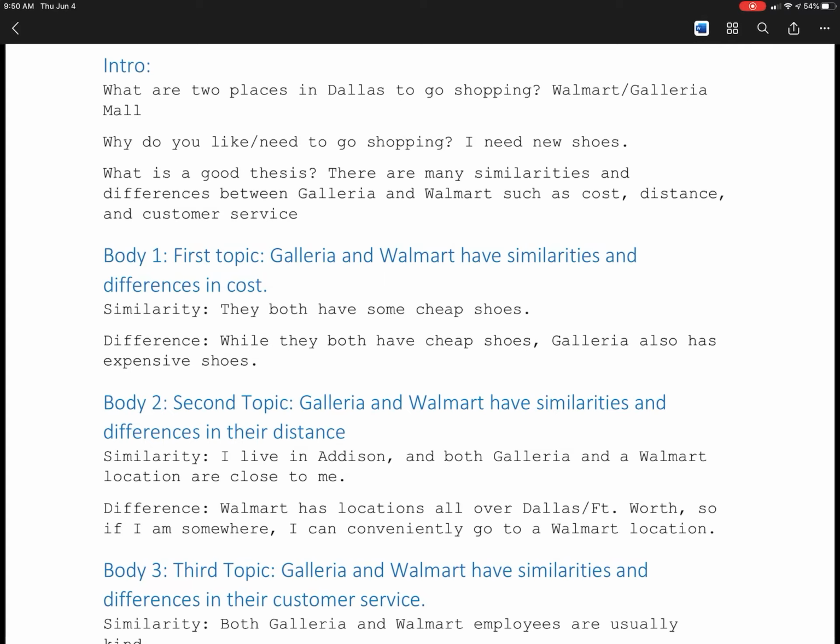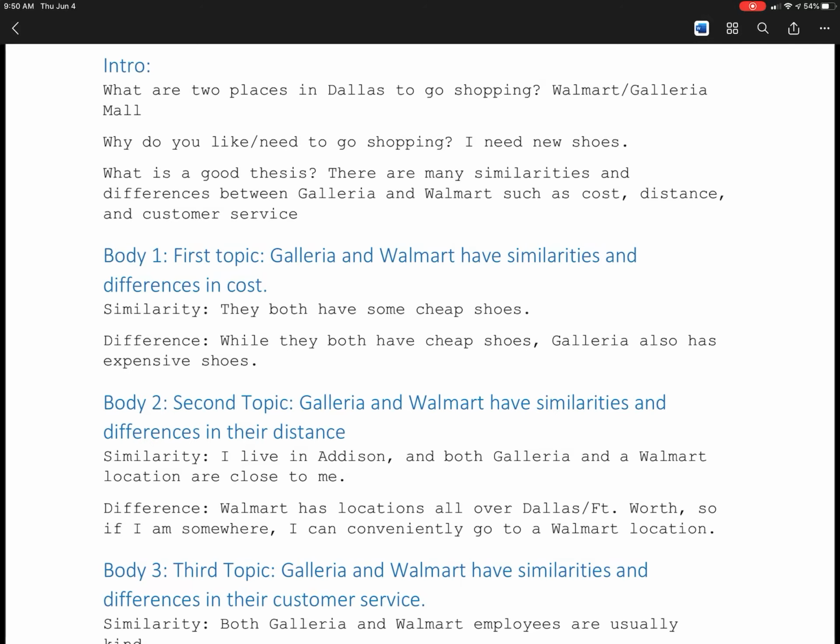So based on what I said here in my thesis, the whole thing is a comparison and contrast between Galleria and Walmart. But my first paragraph, I'll just be comparing their cost. My second paragraph, I'll be comparing their distance. And my last paragraph, I'll be comparing their customer service. This thesis will be the last sentence of my introduction, and it's for the whole essay.